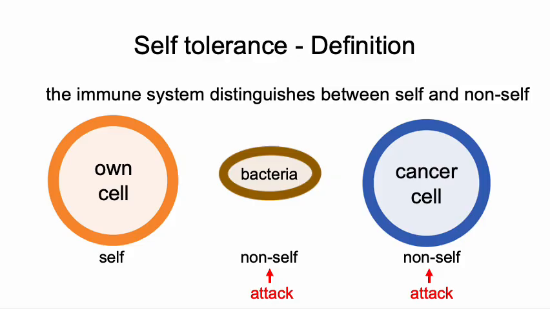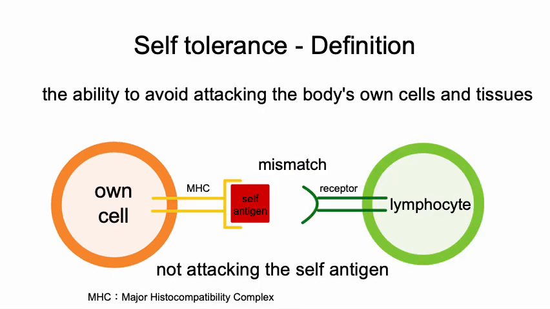When the immune system finds non-self invaders like bacteria, it attacks them to protect us. However, it must not attack our own cells. This ability to avoid attacking the body's own cells and tissues is defined as self-tolerance.